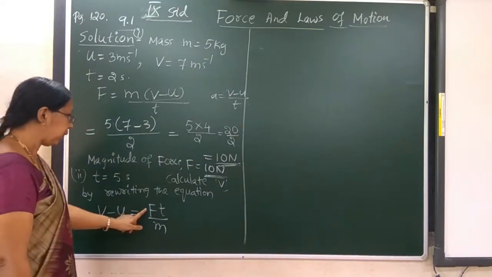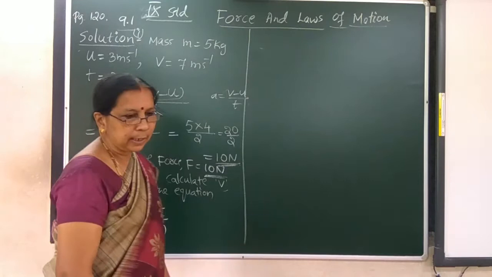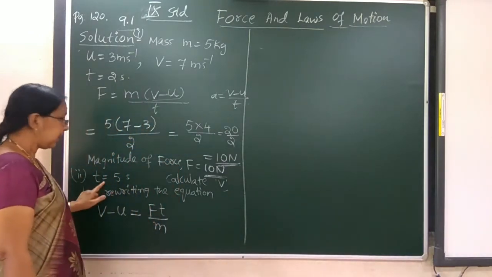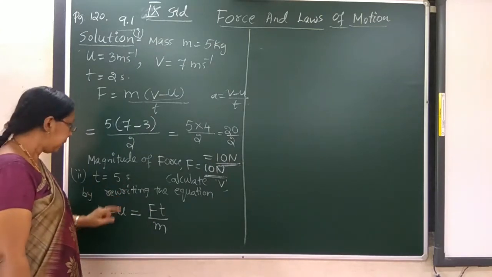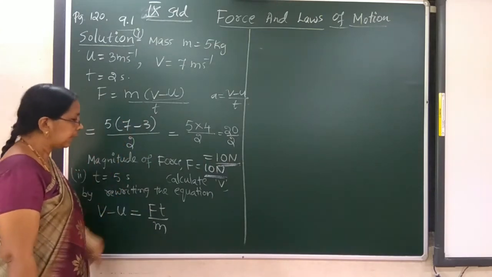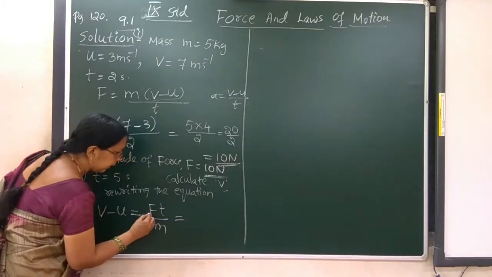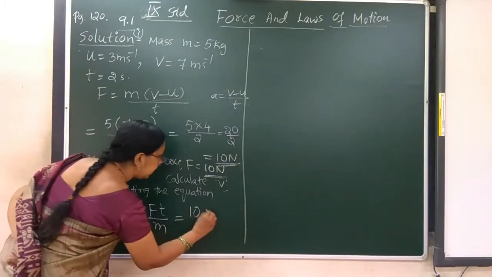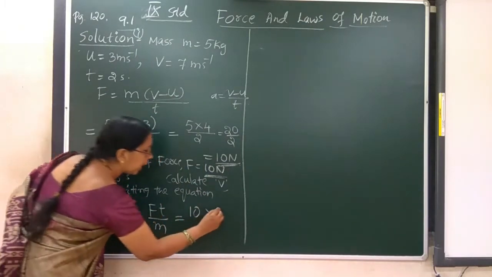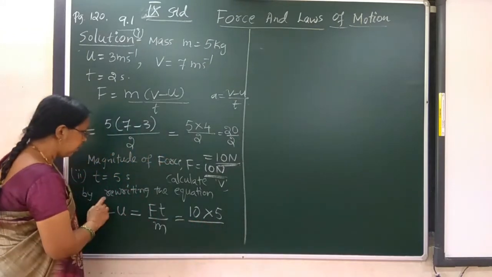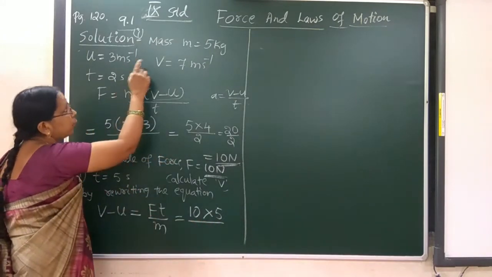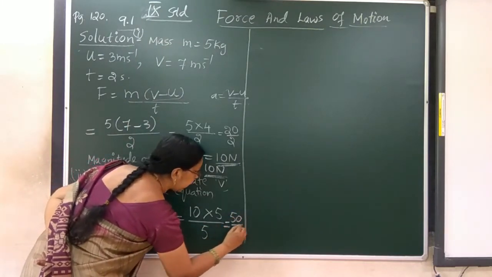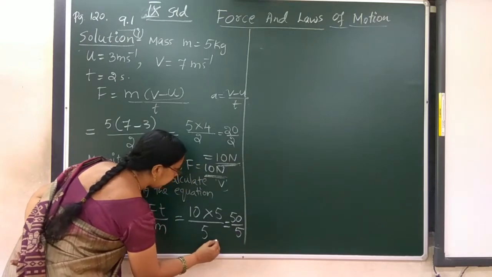So now F. What is F here? F is 10 Newton, you have found out. And time T is given here as 5 seconds, divided by mass M. So that is equal to, F we have found out here, 10 Newton force. 10 into T is 5 seconds divided by mass M is 5 kg, divided by 5. That is equal to 50 by 5. So how much is it?